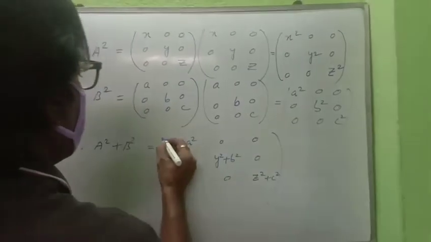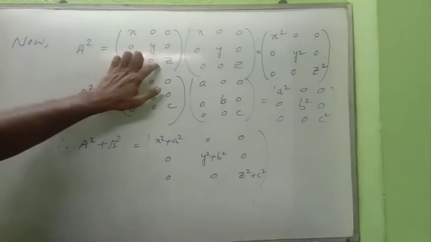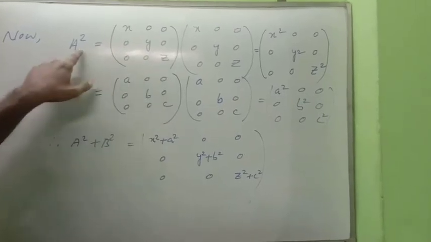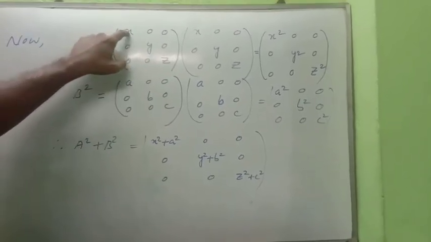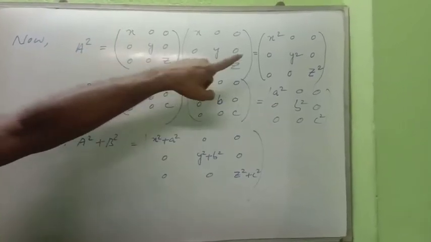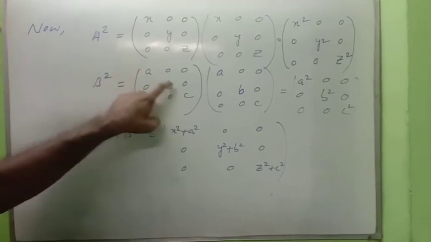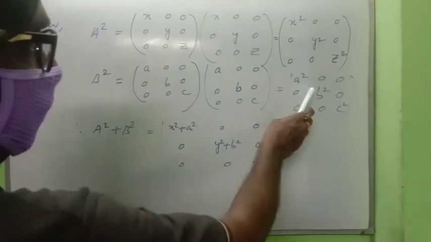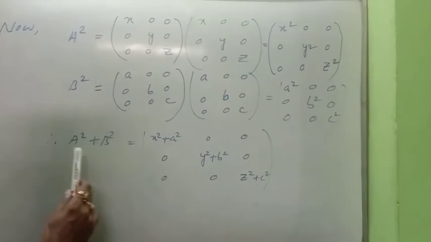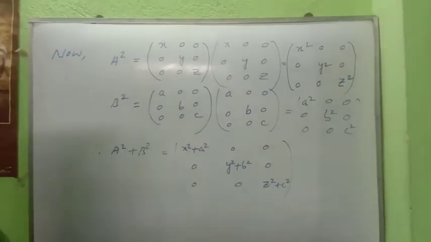Let's see here. A is a diagonal matrix. B is also a diagonal matrix. If you find A square, you see A is how much I have taken diagonal? X, Y, Z. A square means just x square, y square, z square coming. B square how much you are getting? As the diagonal is a, b, c, the B square will be just a square, b square, c square. Remaining part 0. Therefore, A square plus B square will be just addition. It is also a diagonal matrix. That you have to show.